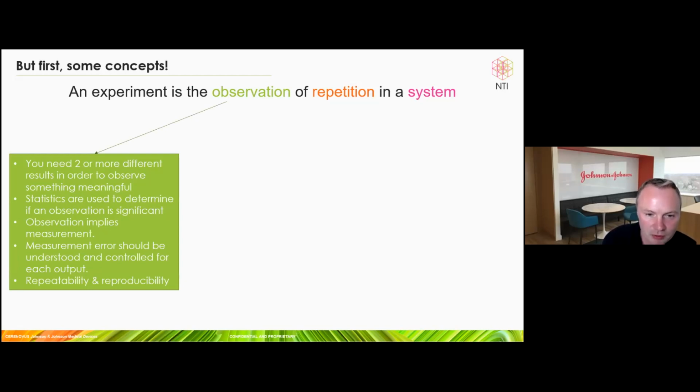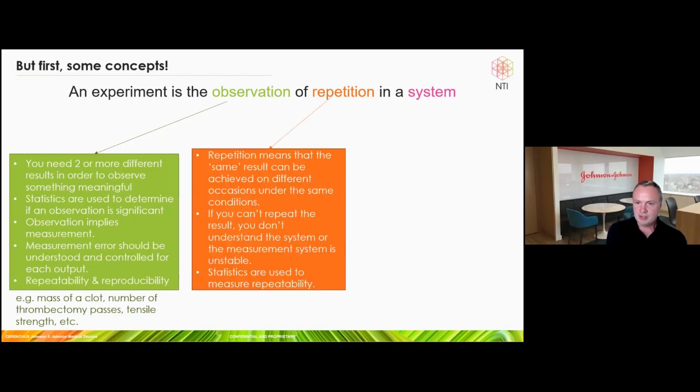And if you have results, you need a measurement system to generate those results, and you need to understand the error associated with the measurement system as well. So an example of this was the mass of a clot, and this is an example we'll use in this presentation. It's an example of an observation, okay? And repetition, of course, means that the same result can be achieved on different occasions under the same conditions.